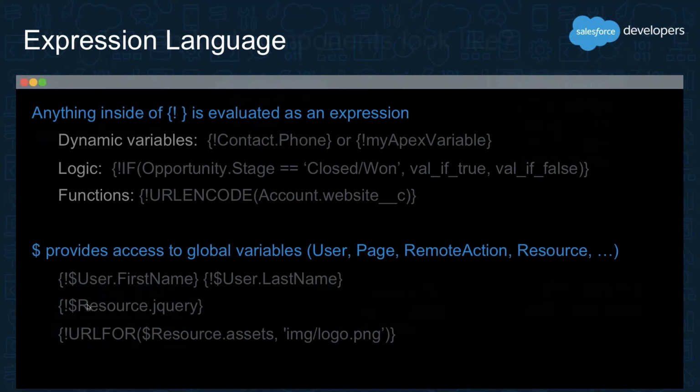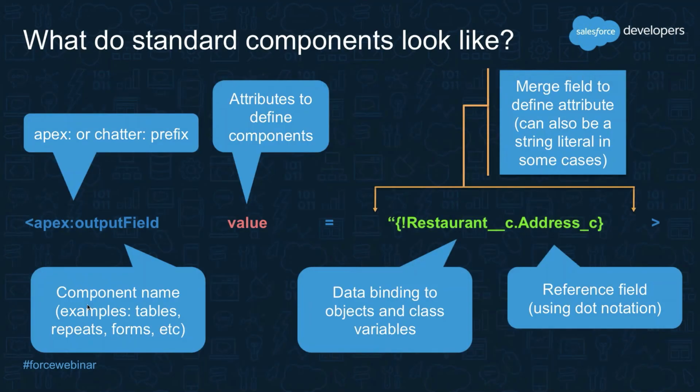And here's how a component looks when there is an expression involved and a Visualforce tag. Right here we have an apex:outputField tag. This is the anatomy of the component. All the standard components start with the apex or chatter prefix, followed by the value attribute, which then uses a merge field or a global variable to present a value.